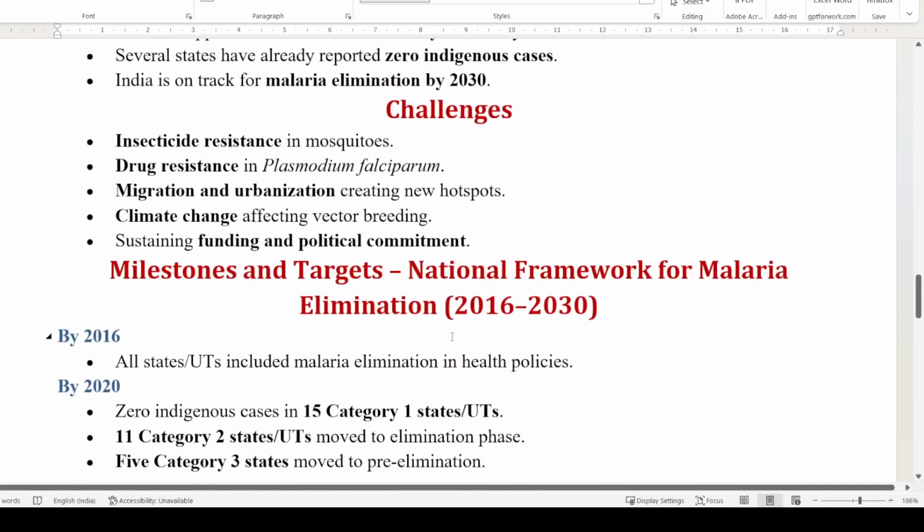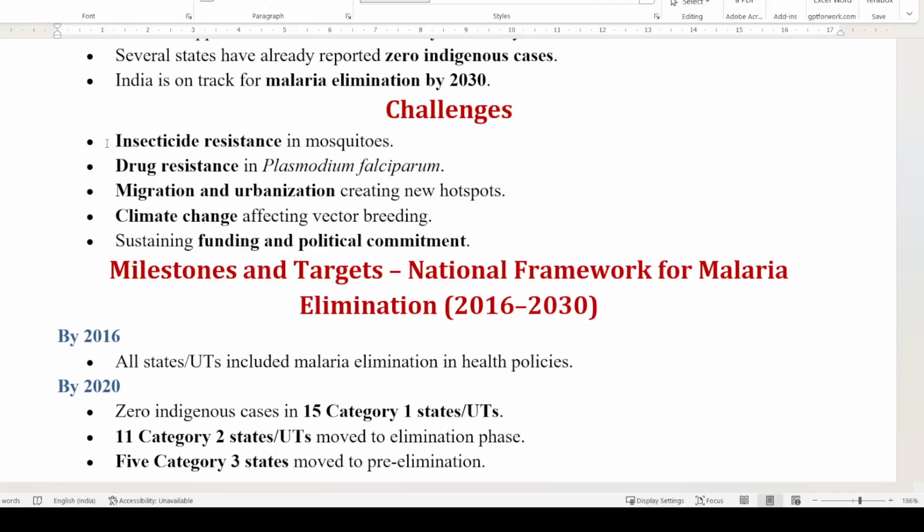What are the different challenges that are coming up? Number one, as things are moving towards technology and advancements, the mosquitoes are also becoming insecticide resistant. Drug resistance is also there against Plasmodium falciparum. New hotspots are being created again and again due to migration and urbanization. Climate change is affecting the vector breeding areas, and funding and political commitment is always a challenge.